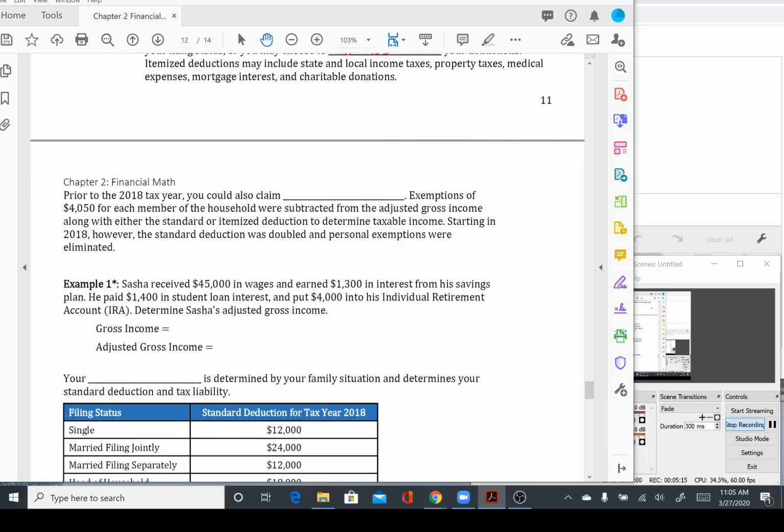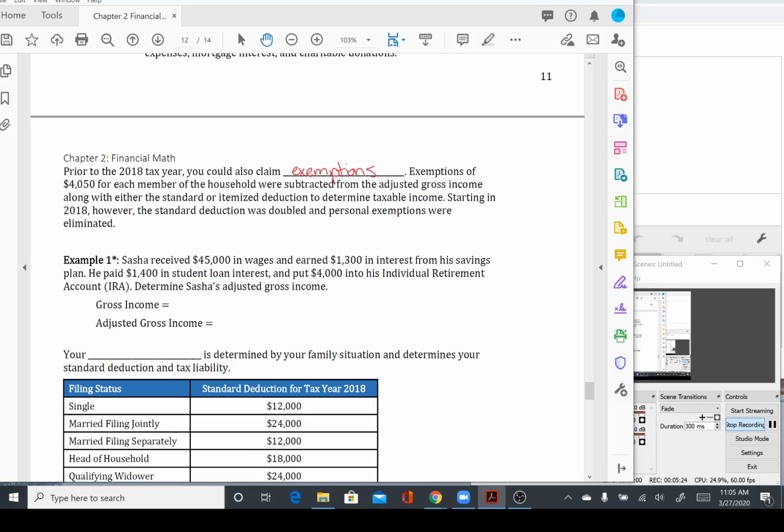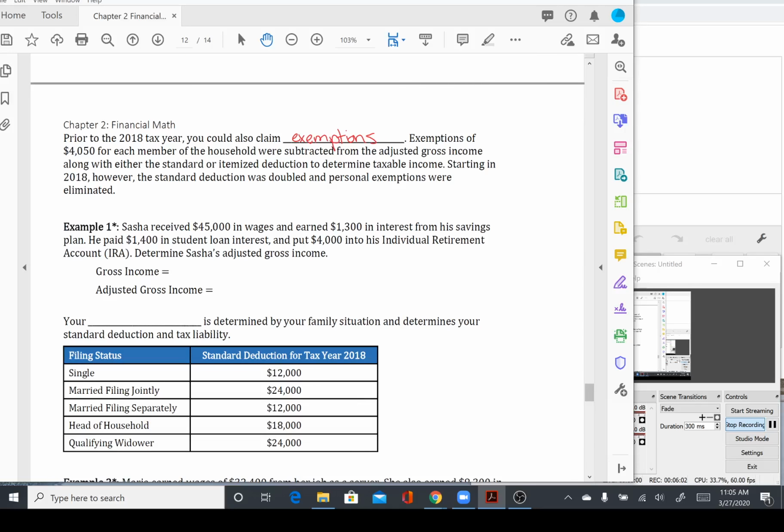Prior to 2018, you could also claim exemptions of $4,050 for every member of your household, and that was subtracted from the adjusted gross income along with either the standard or itemized deductions. But starting in 2018, the standard deduction was doubled and the personal exemptions were eliminated. So for me, because I have a small family, that was a benefit. But for families that were larger, the exemptions were more beneficial. So the change in tax law affected different families differently.